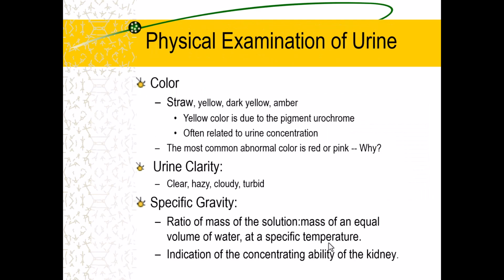So, physical exam of urine, we're going to start with color. Straw, yellow, dark yellow, amber, those are all kind of our normal. Yellows, any gamut of yellows, all the way from straw to dark yellow, are considered normal.